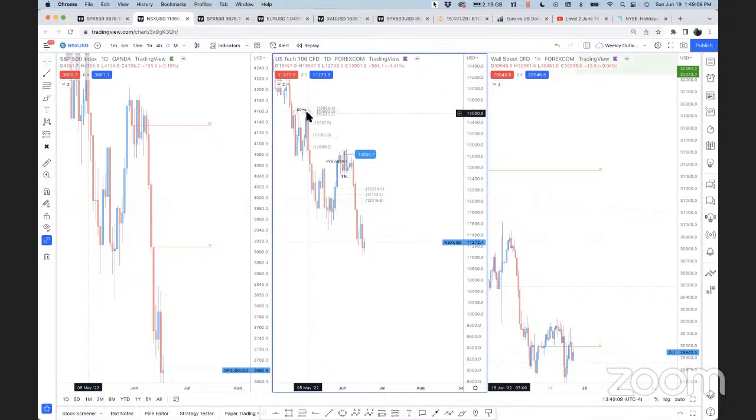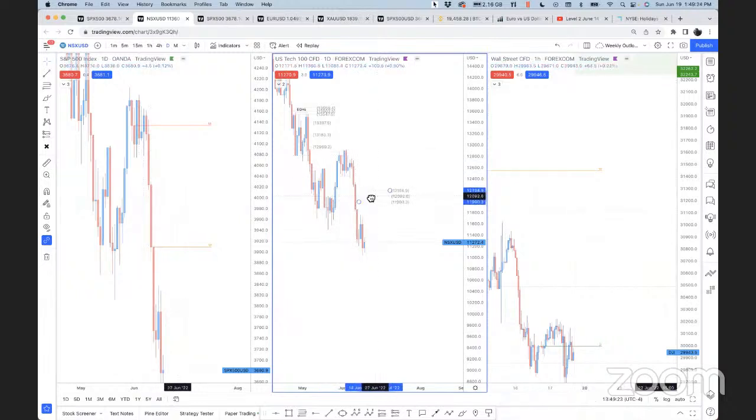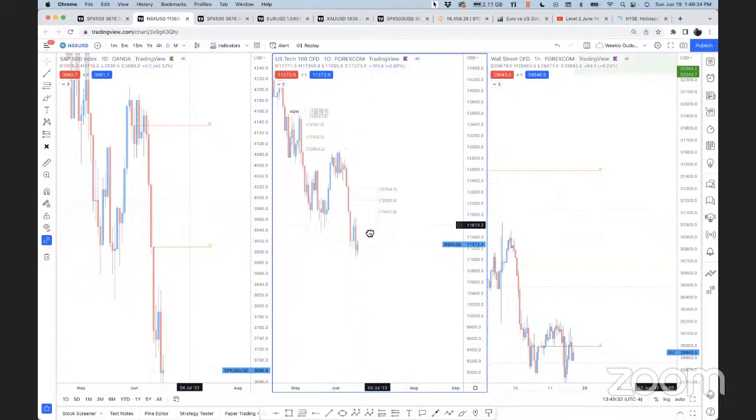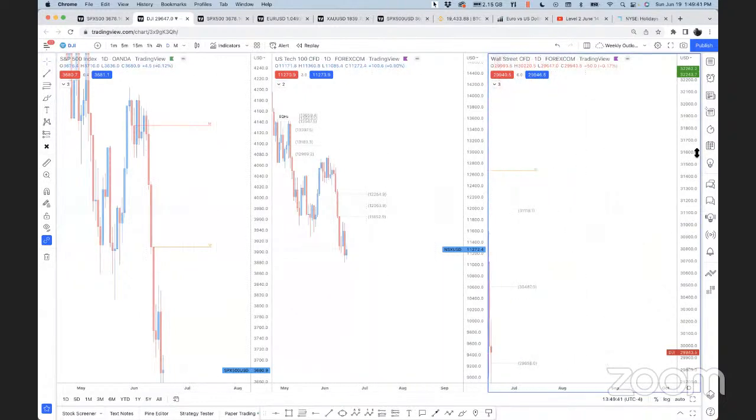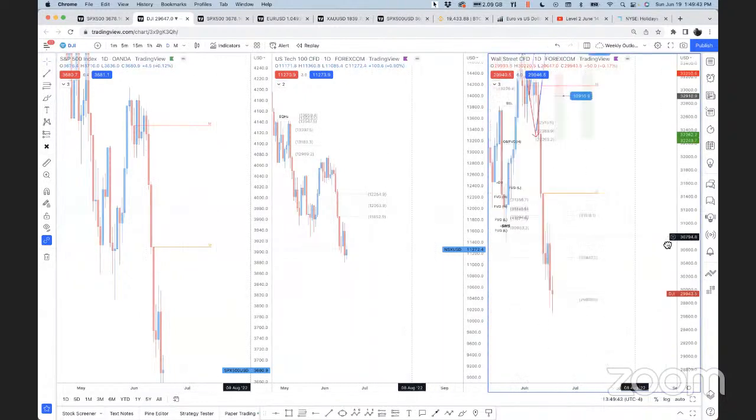We didn't come back and get these highs, but that's okay. We did leave this imbalance right here, which will be the first area to consider on the daily. We got imbalances on each one of them on the daily. I'm going to try to go over all of these at the same time because it's pretty much the same thing.